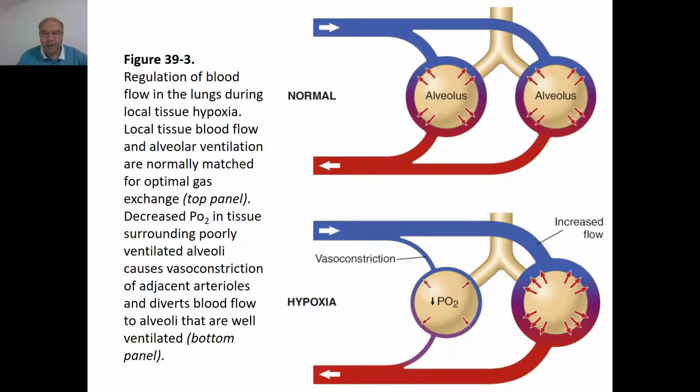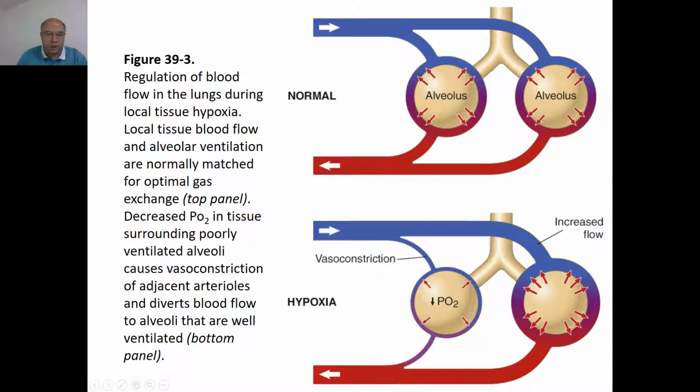Let's see the figure. Here, in the upper part of this figure, you see the aeration is good and perfusion is good. So ventilation and perfusion is good. In the lower part of this figure, as you see, oxygen level goes down in this one. So aeration goes down, and then vasoconstriction occurs in this one. On the other hand, this one has increased aeration and perfusion also.